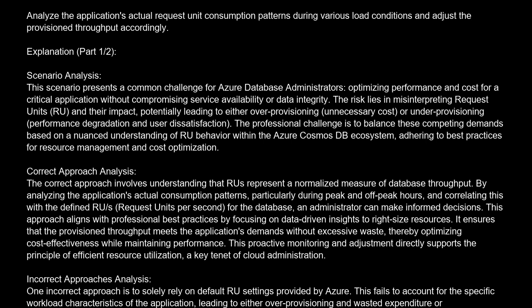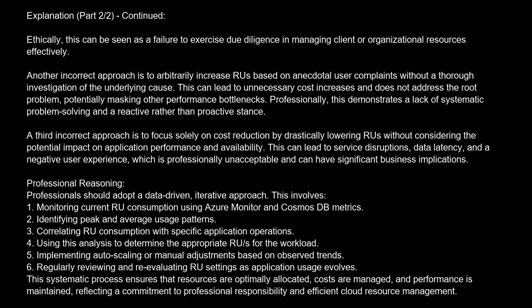Incorrect approaches analysis. One incorrect approach is to solely rely on default RU settings provided by Azure. This fails to account for the specific workload characteristics of the application, leading to either over-provisioning and wasted expenditure, or under-provisioning and performance issues. Ethically, this can be seen as a failure to exercise due diligence in managing client or organizational resources effectively. Another incorrect approach is to arbitrarily increase RUs based on anecdotal user complaints without a thorough investigation of the underlying cause.